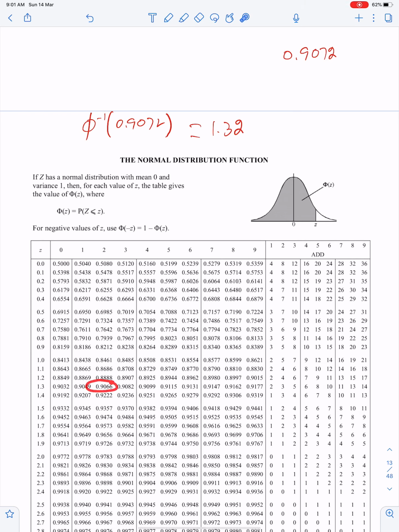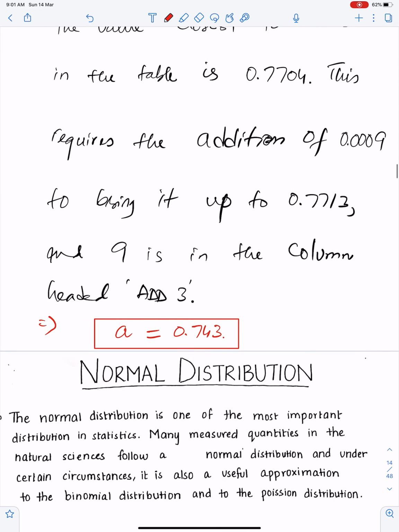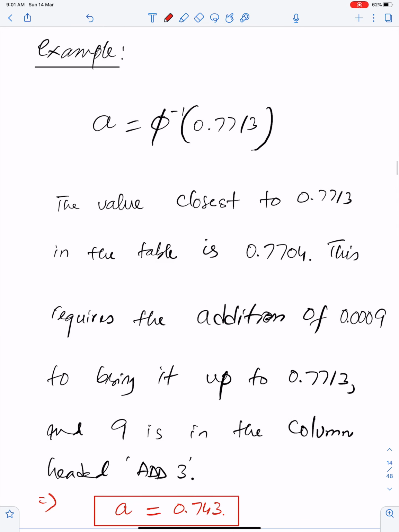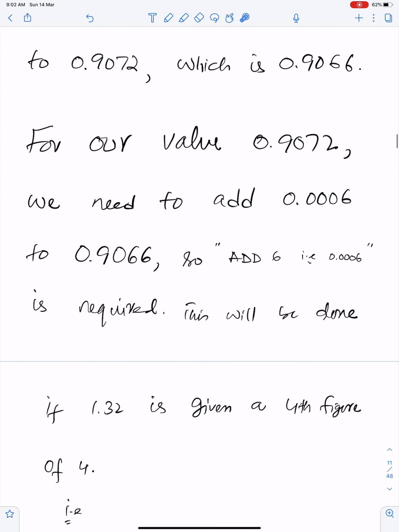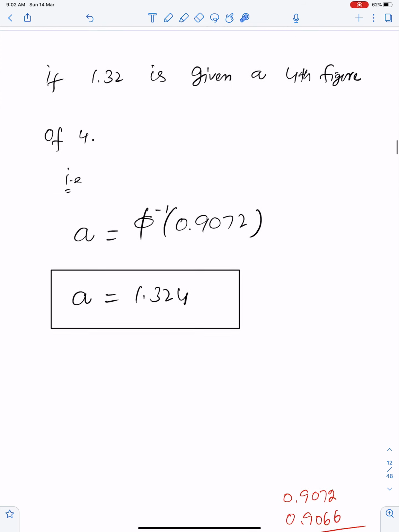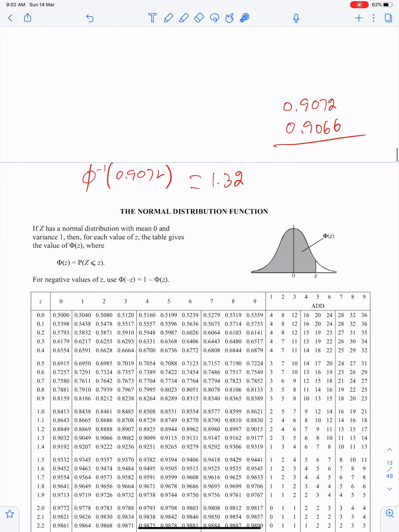You searched this number, so you just need to check the gap, the difference between these two numbers. And the difference is, I guess, 0.0006. After finding this, the difference is 0.0006. Now you need to search 6 in this section of the table.